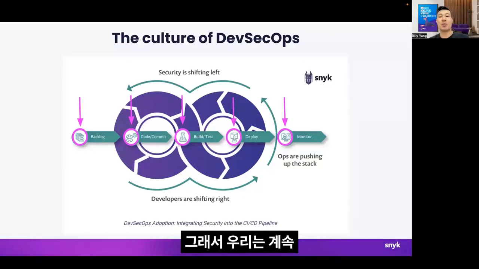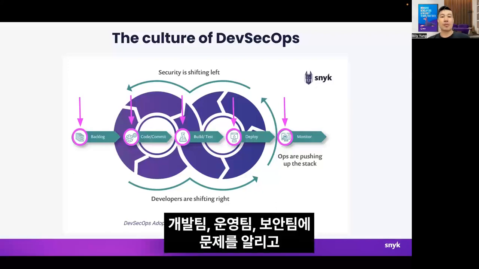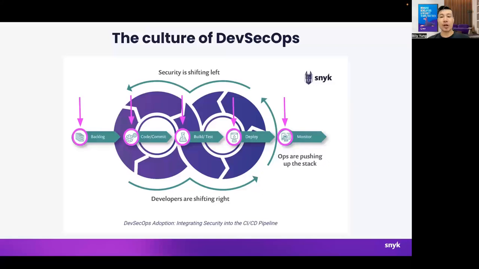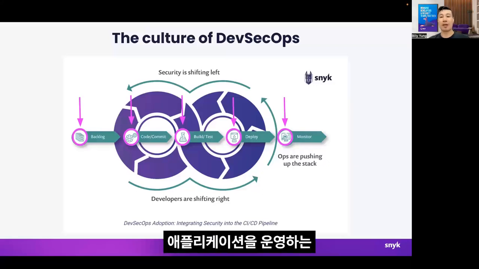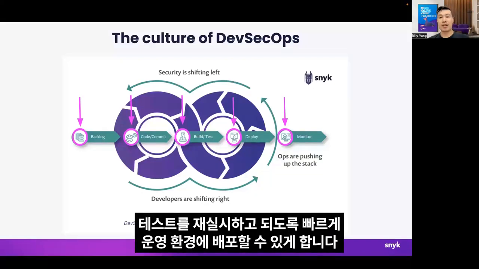So we need to continue to monitor these libraries to ensure that if there is a new vulnerability that is disclosed in public, we can notify the development and the security teams and the operations teams on the applications that they have running in production that will need to be updated and retested and then redeployed into production as soon as possible.